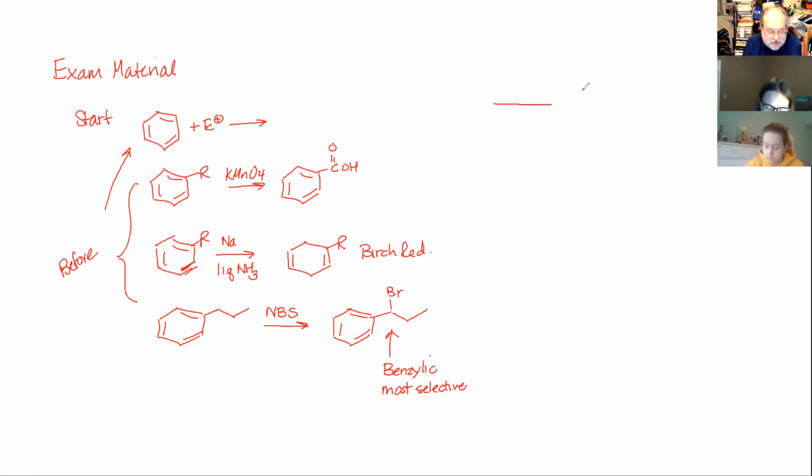But it essentially will be open. It'll essentially be open notes. So that's where organization is going to be helpful.